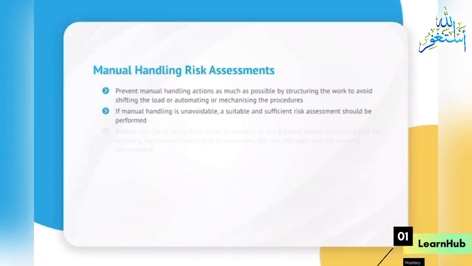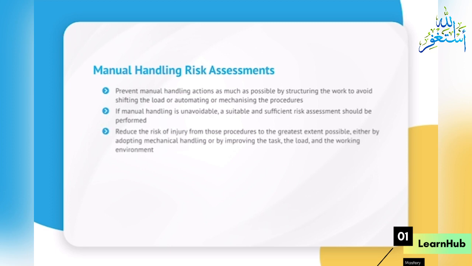Prevent manual handling actions as much as possible by structuring the work to avoid shifting the load, or by automating or mechanizing the procedures. If manual handling is unavoidable, a suitable and sufficient risk assessment should be performed. Reduce the risk of injury from those procedures to the greatest extent possible, either by adopting mechanical handling or by improving the task, the load, and the working environment.